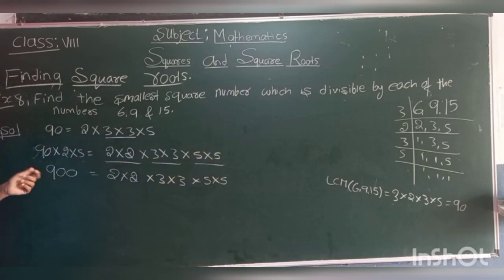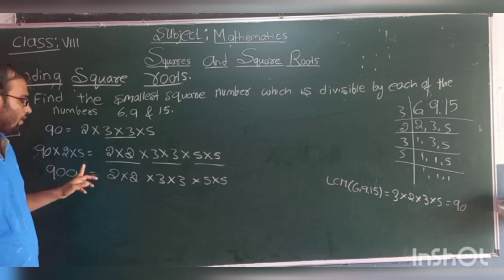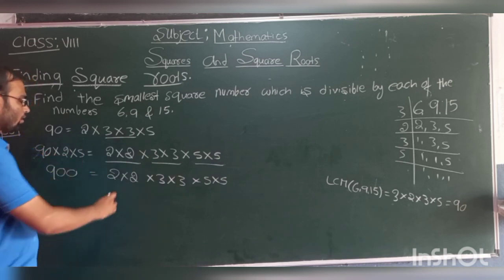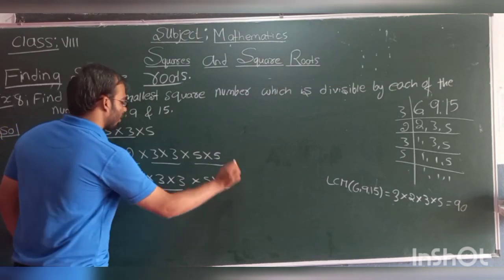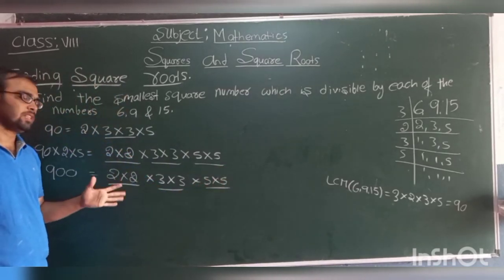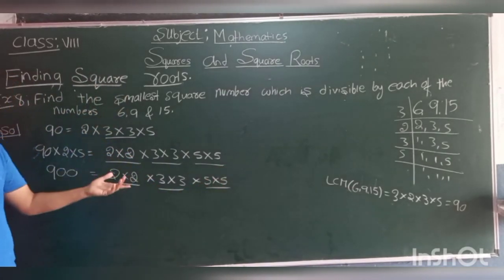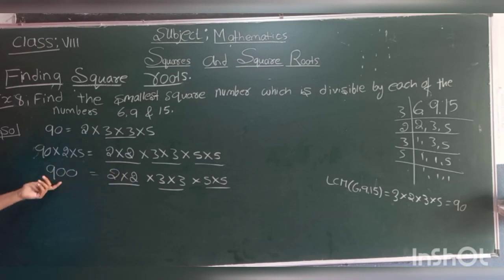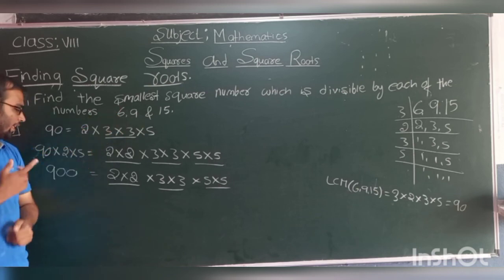Now look here students, when you factorize 900, you will get the prime factors of 900 as these. Okay, so now start pairing. These are in pairs, no? As these are in pairs, what can we conclude? We can conclude that 900 is a perfect square, and it is divisible by 6, 9 and 15. Which is the smallest square number divisible by each of these numbers, 6, 9 and 15? That is 900.